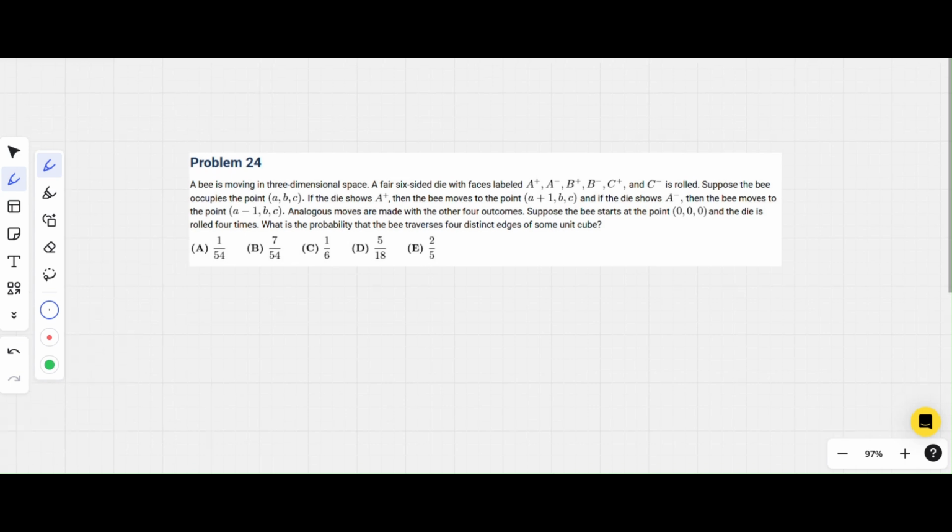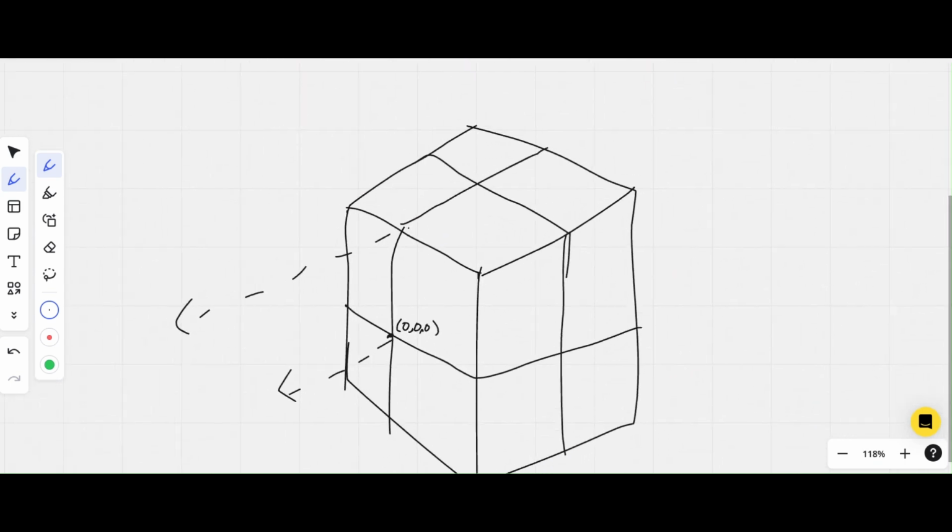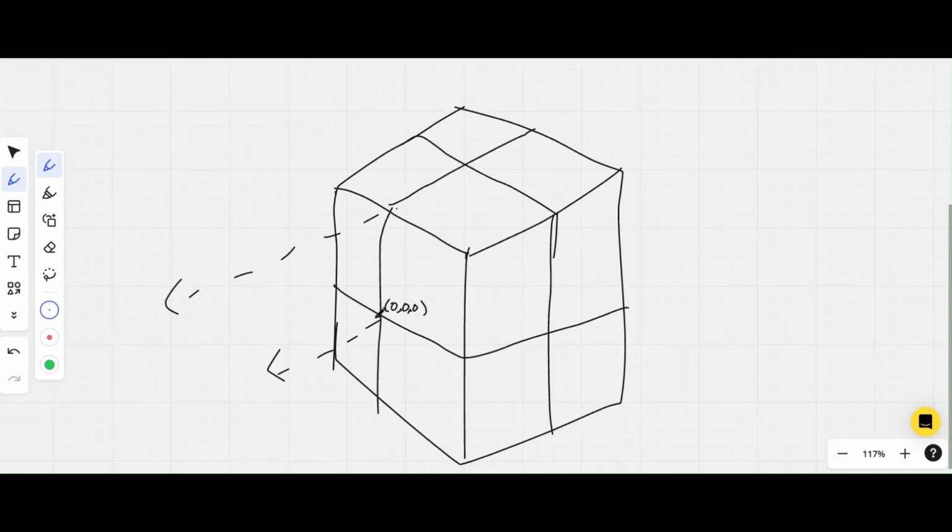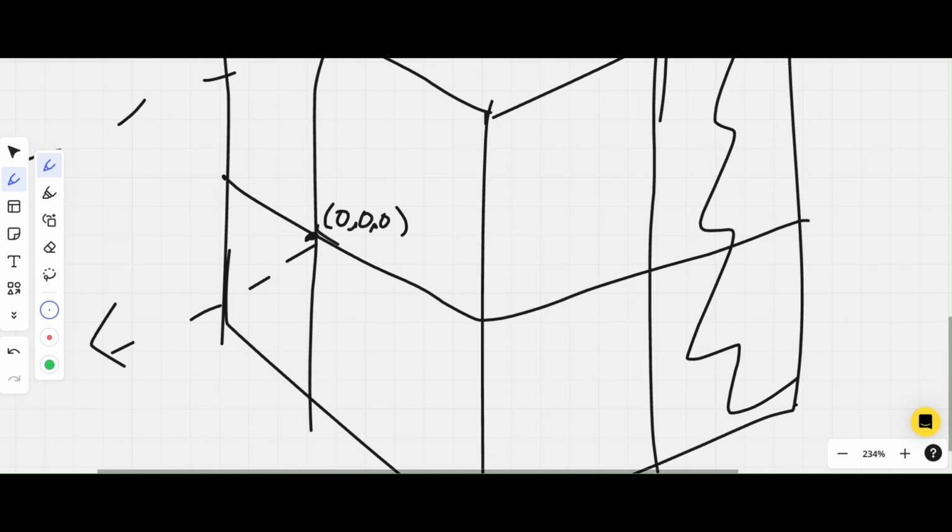Okay, so this is a very intimidating problem, but we can break it down. Here I have a sketch that I did. We can completely disregard these back cubes because they're out of the bee's range. Let's take an example case. Let's say I choose A+. Then my bee is going from the origin to this point. So let's label this point A1.